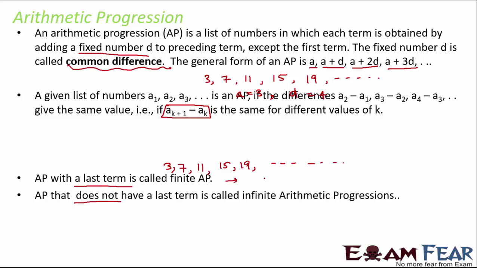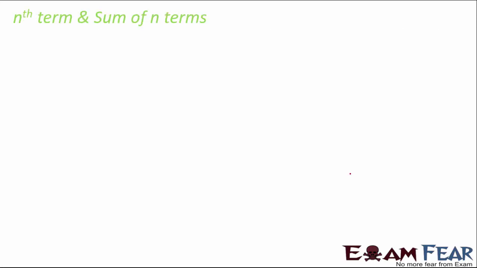Let's say we write 3, 7, 11, 15, 19. That's it. In this case, this is a finite AP because 19 is the last term of the arithmetic progression. Right? Okay, so let's see how we calculate the nth term and the sum of n terms.